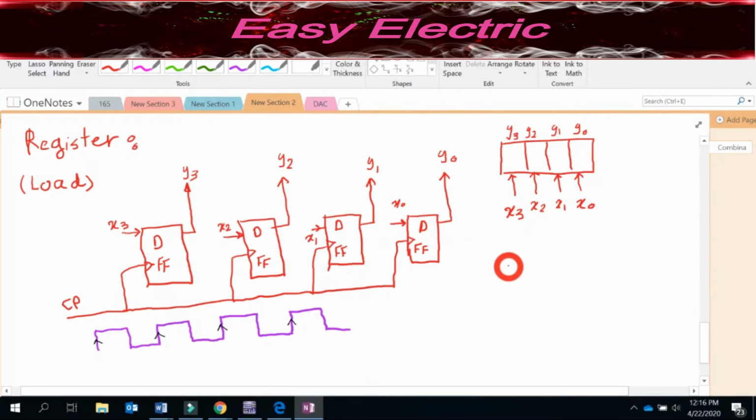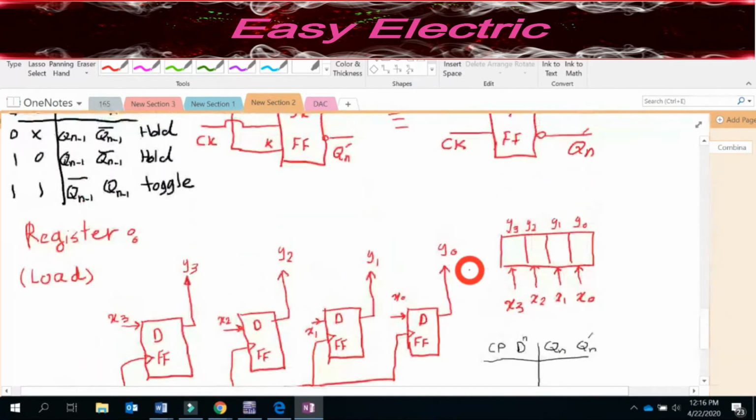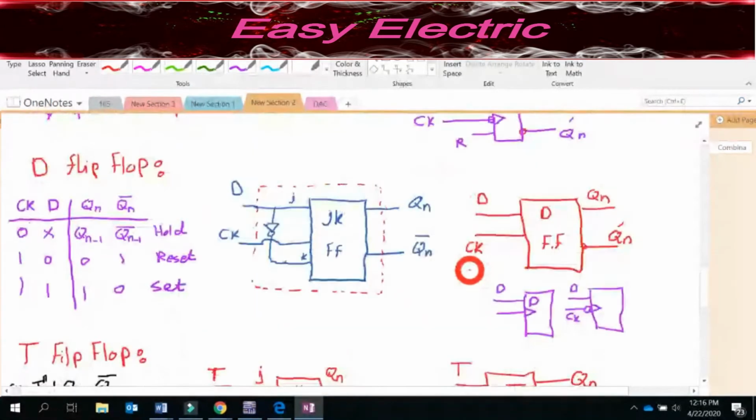Here I summarize the D table. We already explained the D, but I put this D table that we already learned. This is CP, this is D, you have Q at time n, and definitely Q n prime. See how I'm writing this. If you go back to what we learned for the D, whenever it is 0 it is 0, whenever it is 1 it is 1. This is a normal D flip-flop.